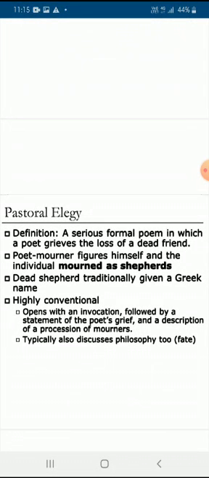Pastoral elegy. Definition: a serious formal poem in which a poet grieves the loss of a dead friend. The poet, the mourner, figures himself and the individual mourned as shepherds. The dead shepherd is traditionally given a Greek name. It is highly conventional: it opens with an invocation followed by a statement of the poet's grief and a description of a procession of mourners. Typically it also discusses philosophy too.